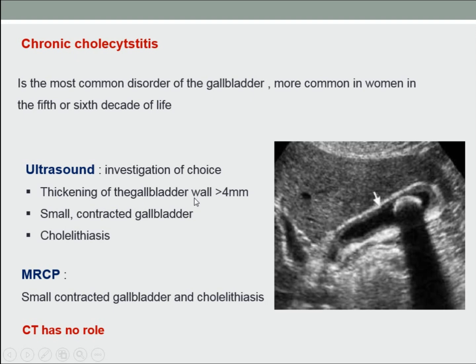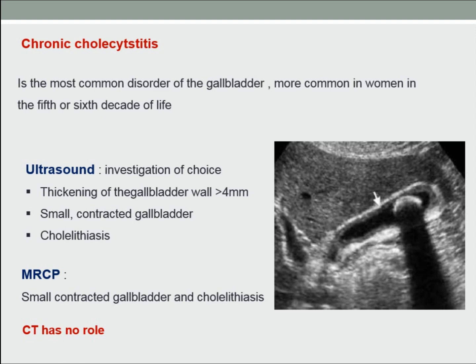Chronic cholecystitis is the most common disorder of the gallbladder and is more common in women after the 5th or 6th decade of life. Ultrasound is the investigation of choice, and it shows thickening of the gallbladder wall more than 4 mm, and a small contracted gallbladder with cholelithiasis. So the trick is a contracted gallbladder with signs of cholecystitis with gallstones. Yes, but not distended, contracted.